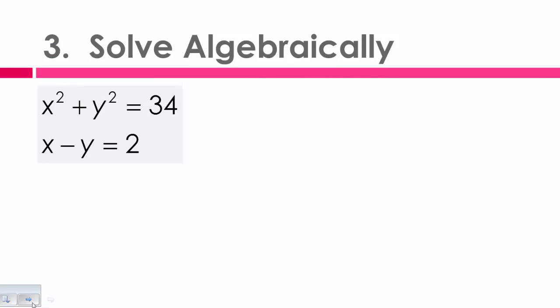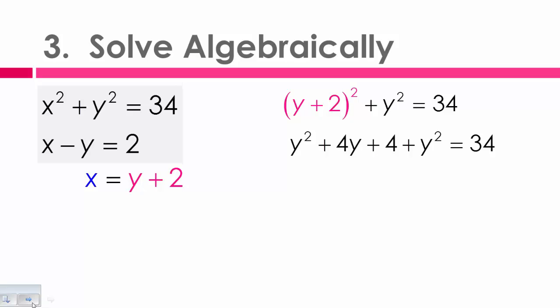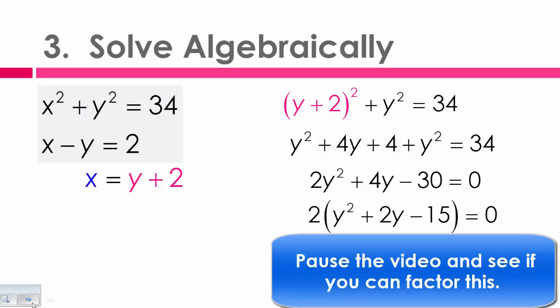Copy this down. Look at that linear. I've solved mine for x. I've moved the negative y over by adding y. I'm going to take y plus 2 and substitute it into the circle where there used to be the x. I need to multiply y plus 2 times y plus 2, combine my like terms, and now try to solve this. I'm using factoring to solve mine.